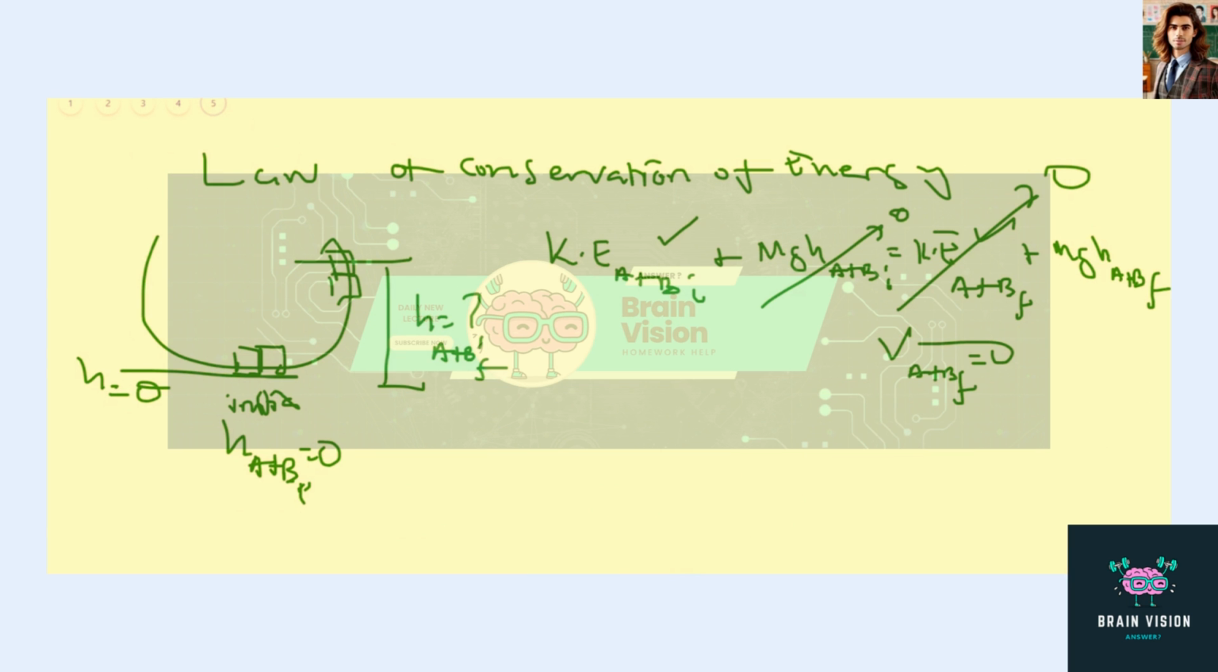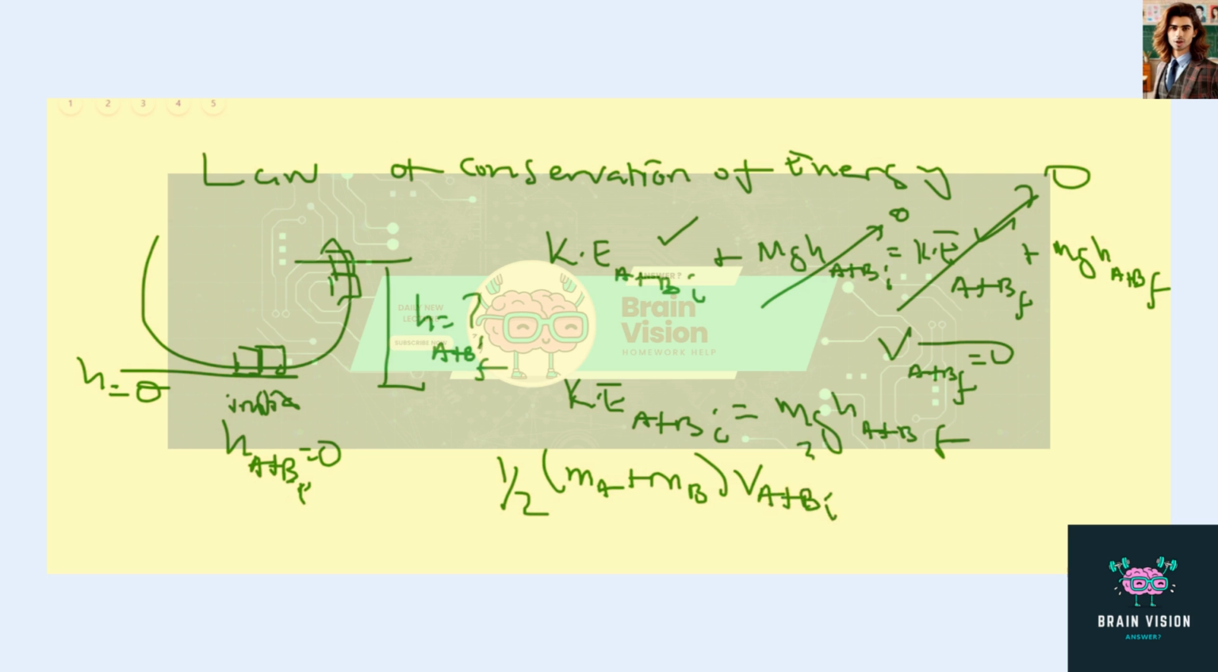So we have to account for that. And so we have the initial kinetic energy of the system being equal to the final potential energy of the system. The initial kinetic energy is 1/2 (mA + mB) times the combined initial velocity squared, equals (mA + mB) times g times the final height of A and B.